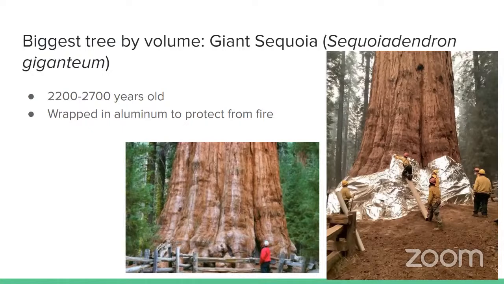We can see that this one you can get to. We can see that we've taken some measures to protect it. So a fence to stop people from really messing with it. It is in an area that does experience wildfires. So here you can see some workers wrapping it in aluminum foil to try and prevent it from burning down. So we are taking good care of this giant sequoia.